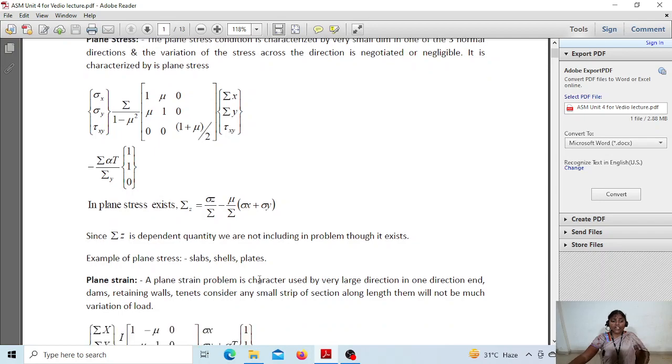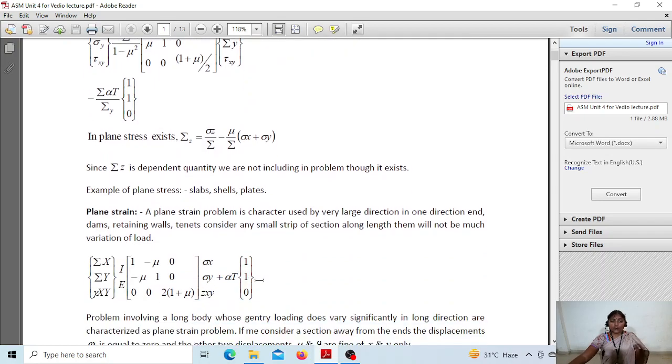Now let us take plane strain condition. What is plane strain condition? Plane strain condition is characterized by one very large direction. In one direction it should be large. Suppose you take a dam. In the dam, one direction is very large compared to the other two directions. Other examples are retaining walls, tunnels, etc.